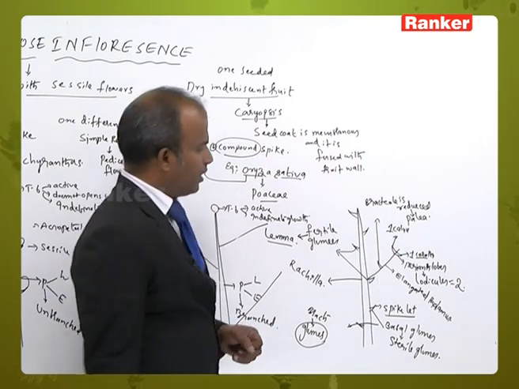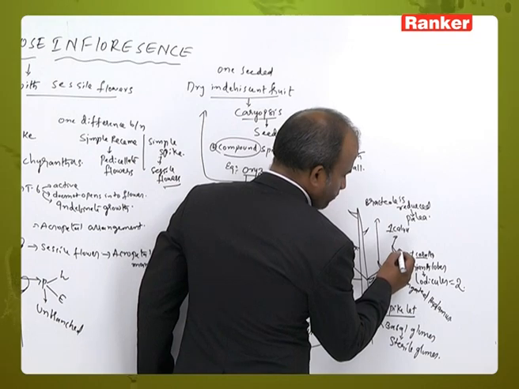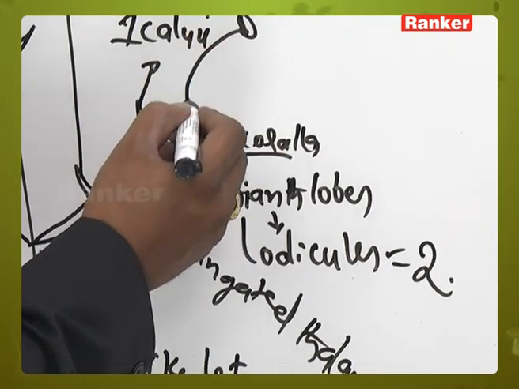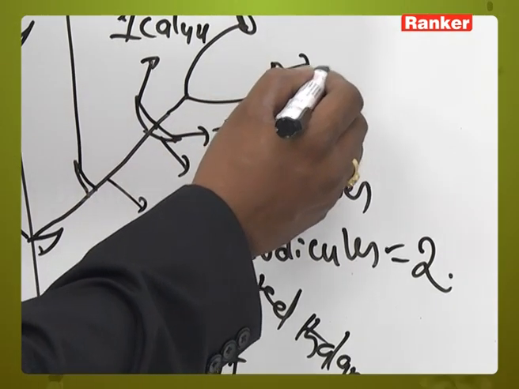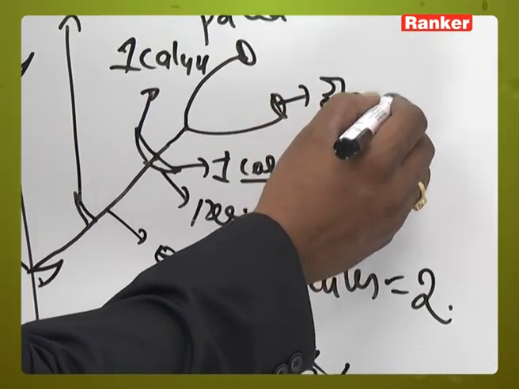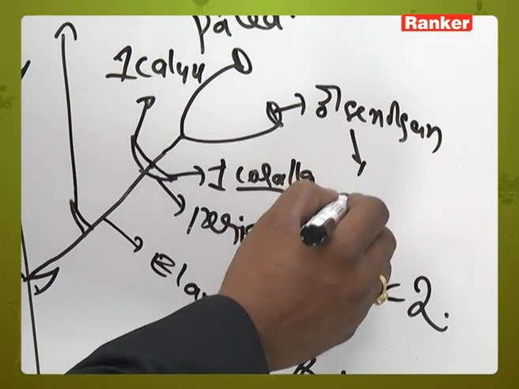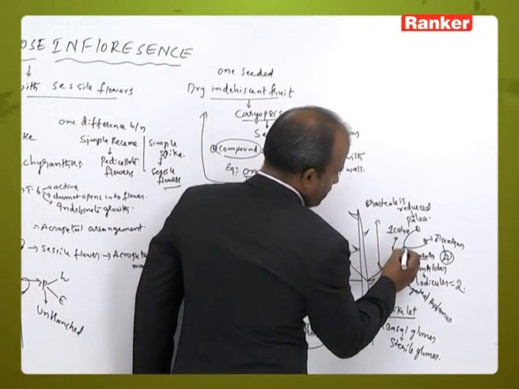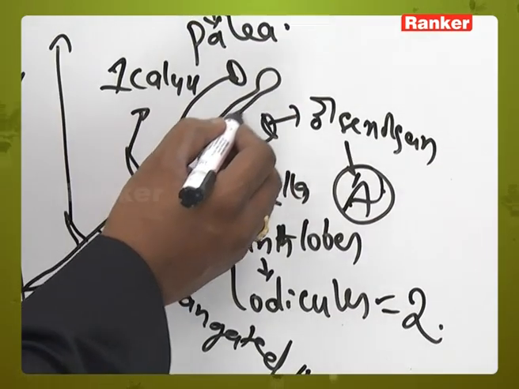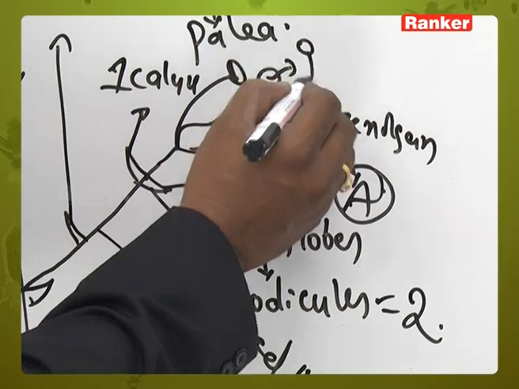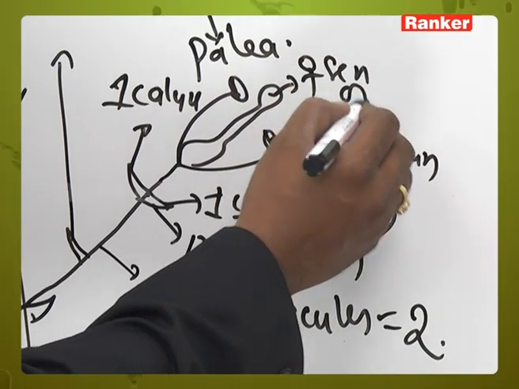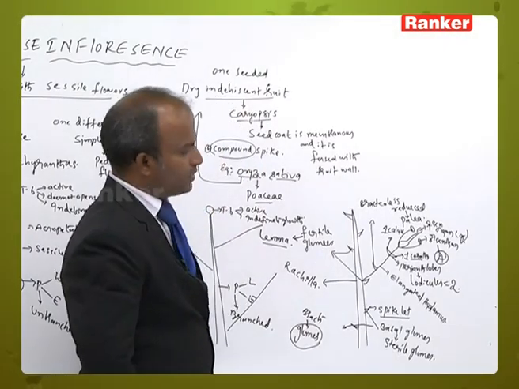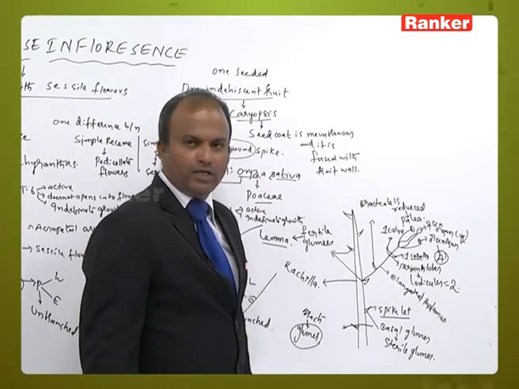After that, it shows the male sex organ, that is the androecium. And the other one is the female sex organ, that is the gynoecium.